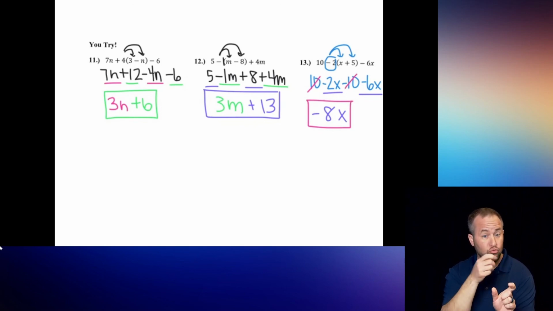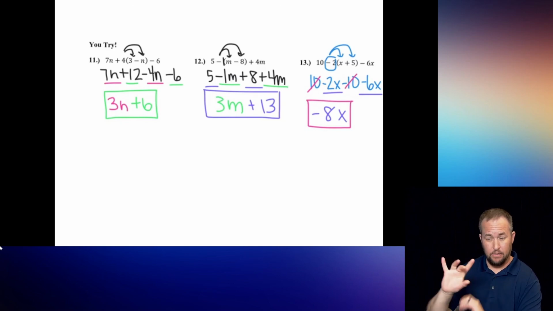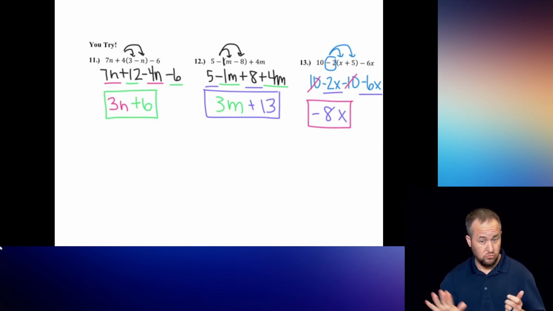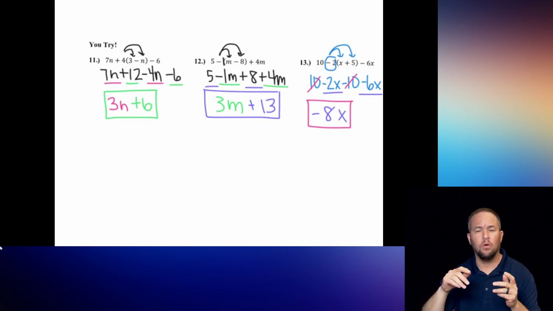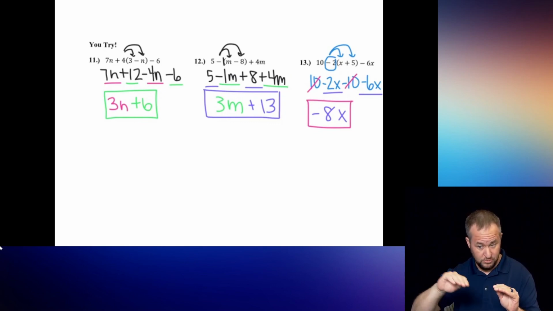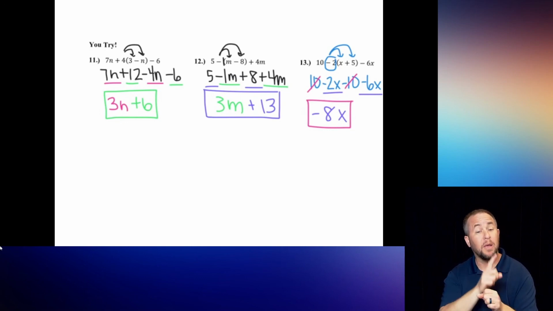The number 11, we have 3n plus 6 as our final answer. And then for number 12, I have 3m plus 13. And then my last answer, I have a negative 8x. So notice that I've kind of shown a little work where you're distributing what it is that you're distributing. Once you distribute, all of our terms are laid out, and then I went ahead and simplified them. So make sure that all of your notes match up with mine, and good luck on your problems tomorrow.